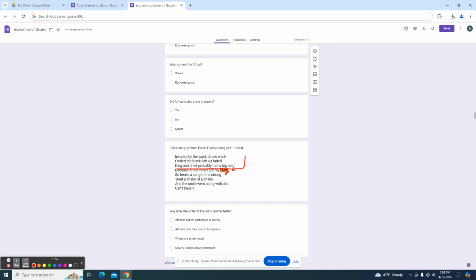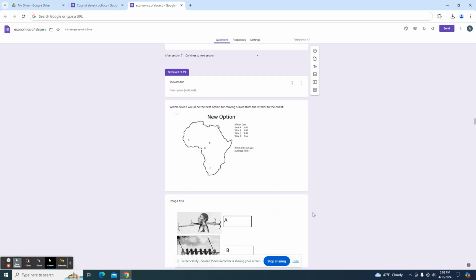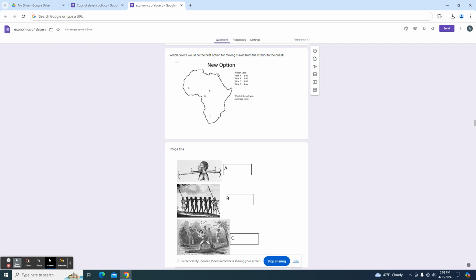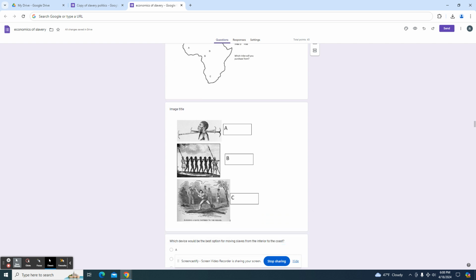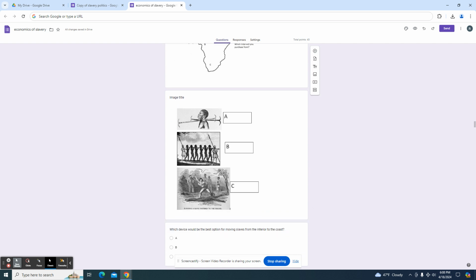And the songwriter here is saying that they grit their teeth at that because they're kind of upset about that particular issue. We then start to look at some of the new options. And the new options, now we have some additional images. Again, some of these are from the AP framework. And this image here, usually students struggle with.